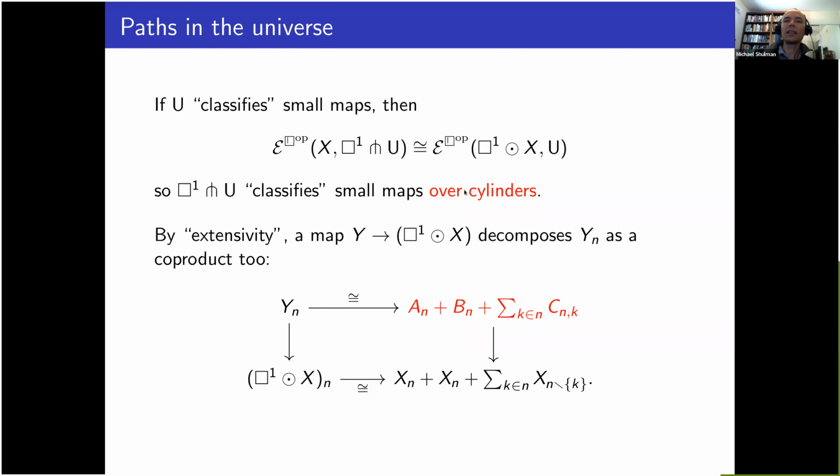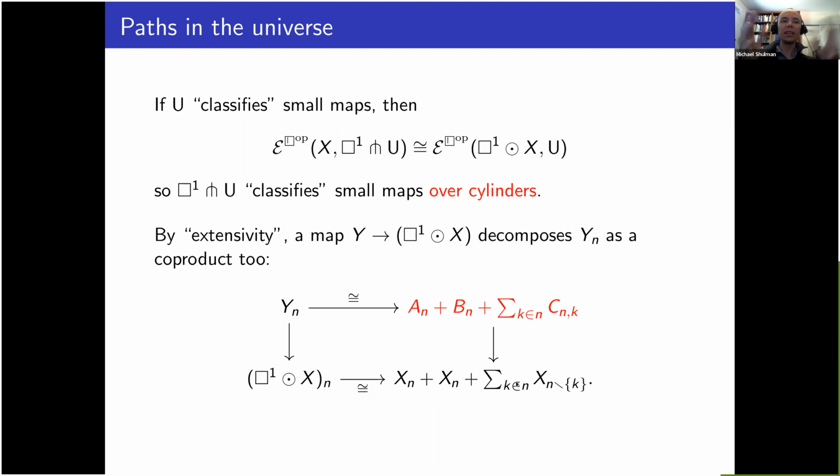Okay. And now, of course, that just consists of maps at each level. And I have this magical formula for n cubes in a cylinder, which looks like this over here on the right. And so what I've got is a map from Y_n, whatever this Y is, this thing that lives over a cylinder, this object of n cubes in Y, maps into this coproduct.